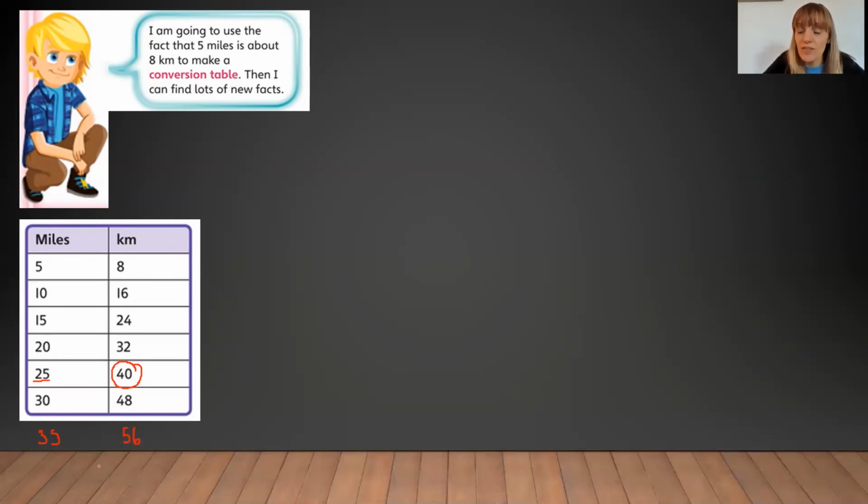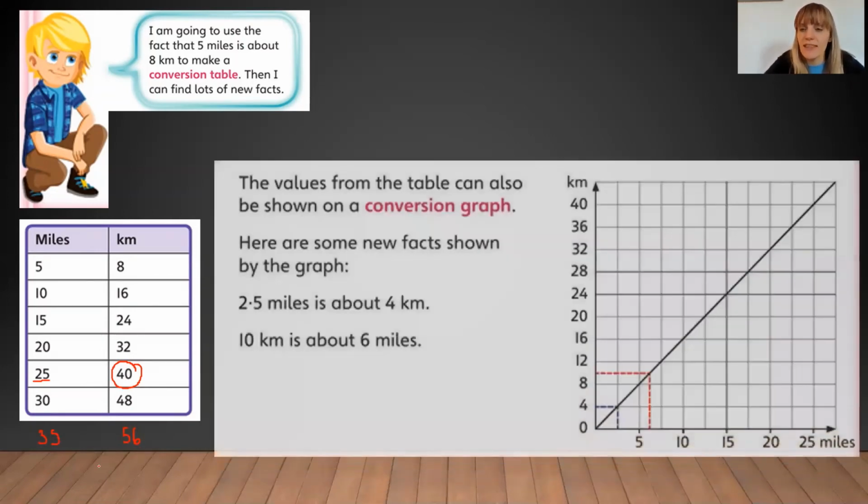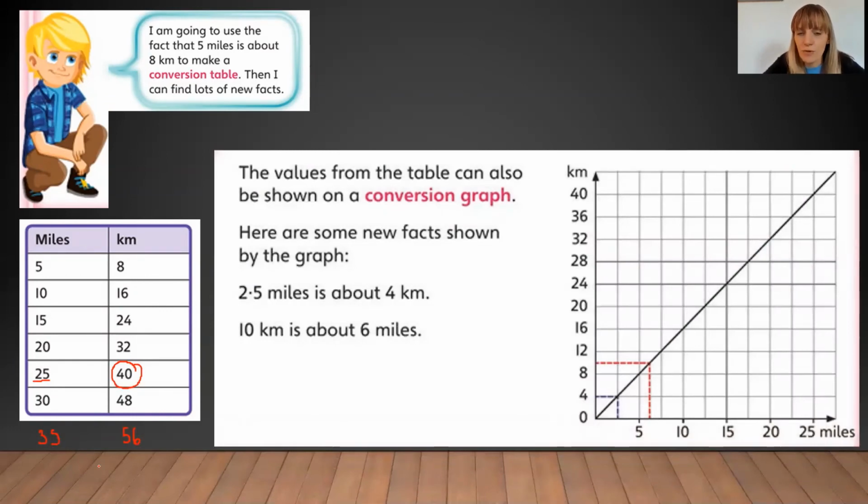Now we could also put this into a line graph, which would look like this. Now this can be helpful if we want to know the number of miles in between the sets of the 5s. So I wanted to know 2.5 miles. So I can use my graph because I know that's half of 5, which goes up here, which then shows how many kilometres it is, and that would be 4.